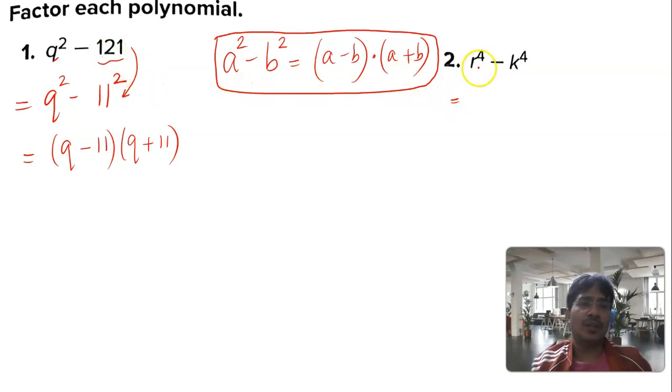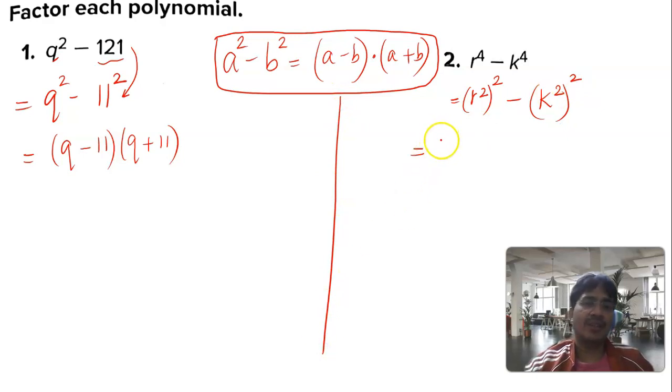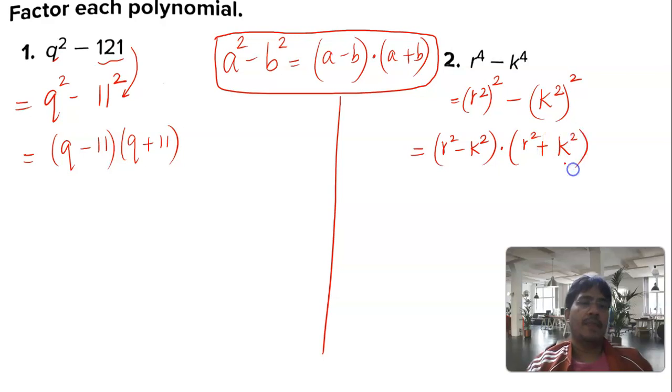Similarly, let's go for this one. r to the power 4 minus k to the power 4. I will write this as r square the whole square minus k square the whole square. And then I will factorize this using this formula: a minus b times a plus b.